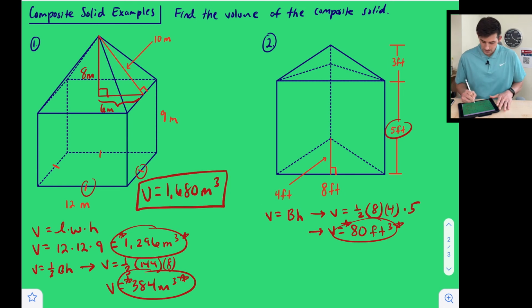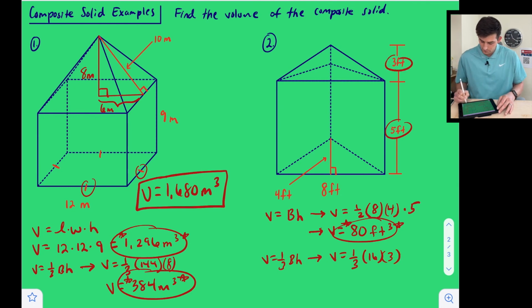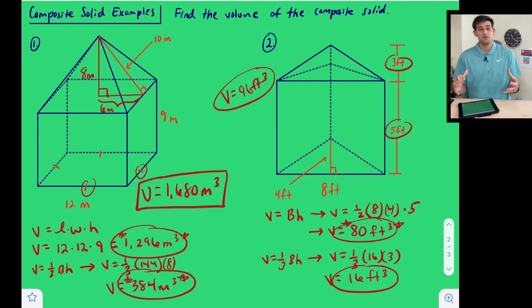Now for our pyramid that's on the top, we're going to once again do 1/3 times the area of the base times the height. So volume is equal to 1/3. The area of our base is going to be the same thing here. We have the same shape at the bottom. So the area of our base was 16, and now the height of our pyramid is 3. Okay, so now we can take 16 times 3 to get 48 and divide that by 3 to get 16, and that is 16 cubic feet. And now we can add those two together to get a composite volume of 96 cubic feet. Okay, and that's how you find the volume of a pyramid.